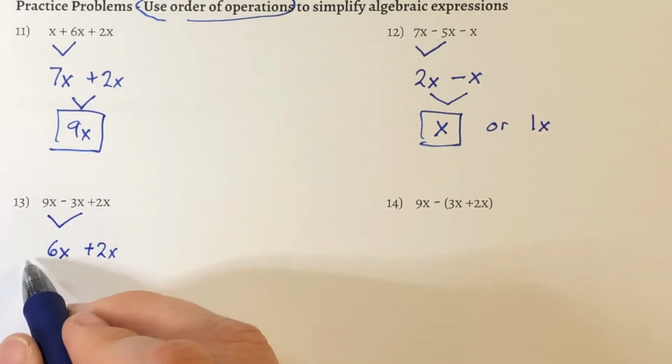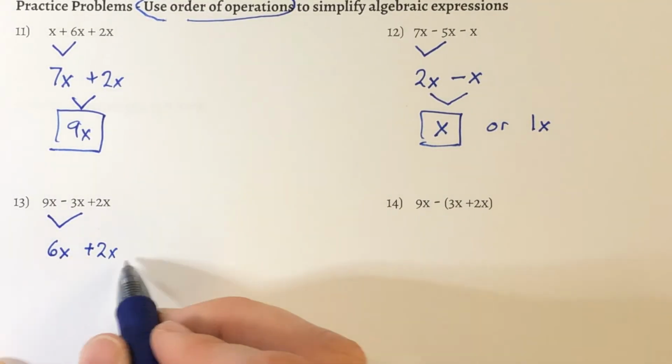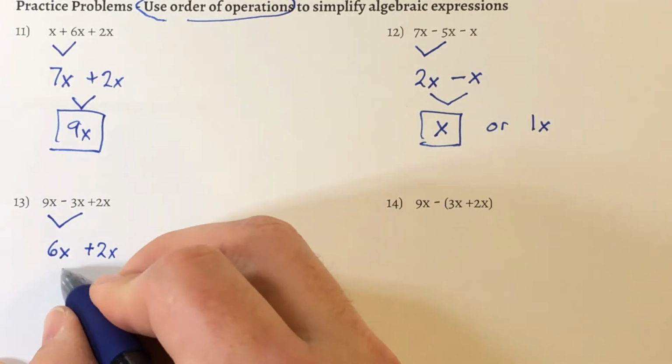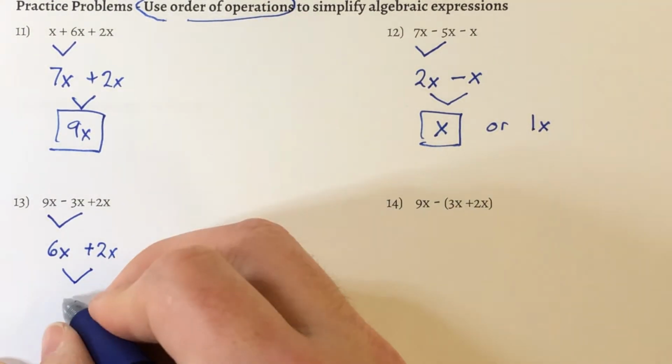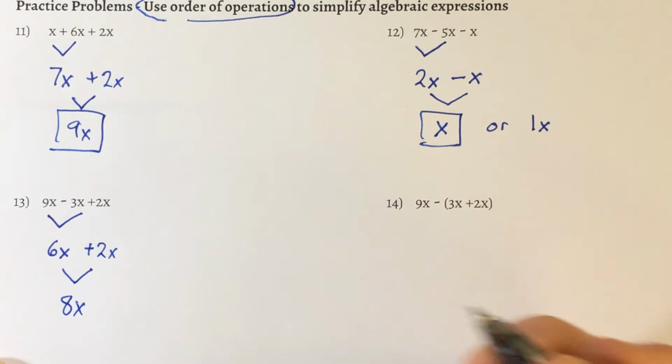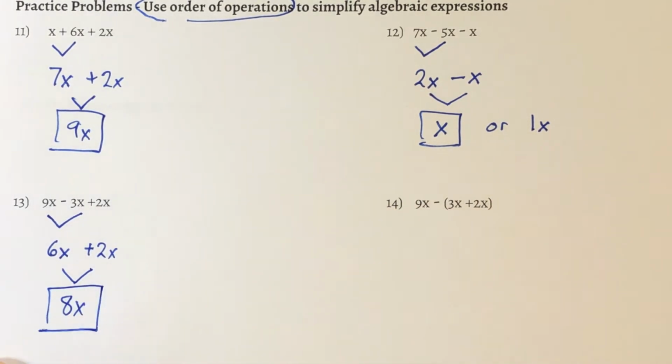All right. No parentheses, no exponents, no multiplication or division. There's addition or subtraction, so do it. 6x plus 2x is 8x. Can't do anything else. That is our answer.